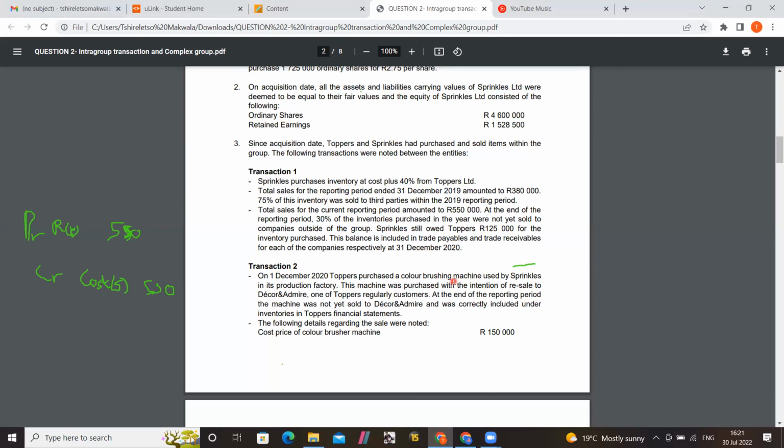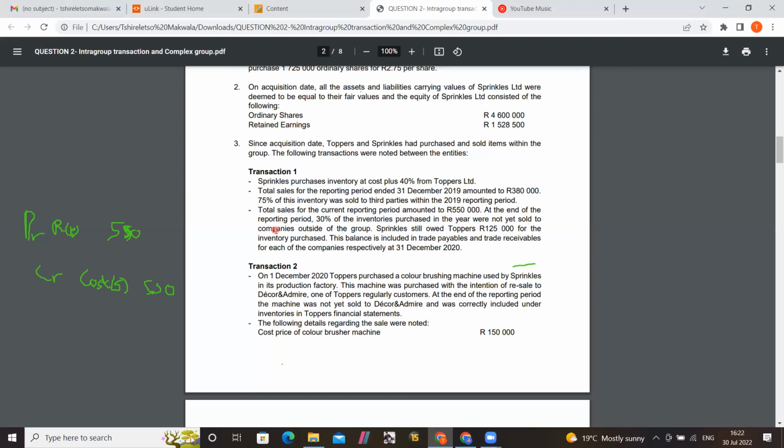27,143, right? So what you're going to do is debit retained earnings with the 2,743, and then credit inventories with the same amount, 2,743. There you are eliminating last year's unrealized profit in the journal entry. And then the second journal entry I'm going to do is what?